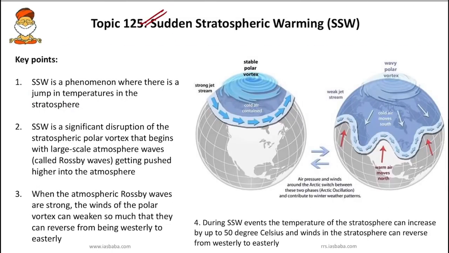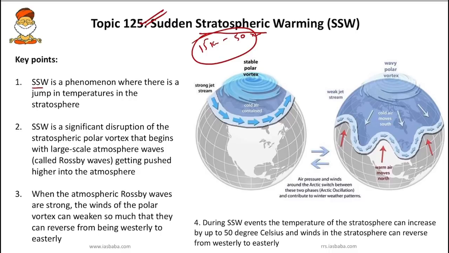The next important topic is sudden stratospheric warming. Just now we saw that the stratospheric polar vortex resides in the stratospheric layer. We know that the stratosphere is a layer of the atmosphere which extends from around 15 kilometers to 50 kilometers above the Earth's surface. This is the layer where the stratospheric polar vortex resides, and we learned that this polar vortex can significantly influence weather in the mid latitudes.